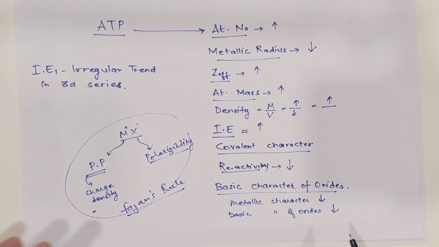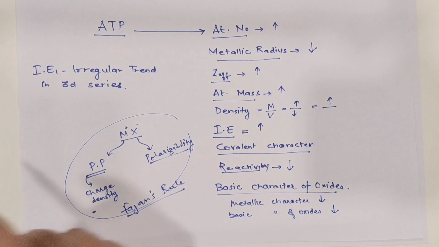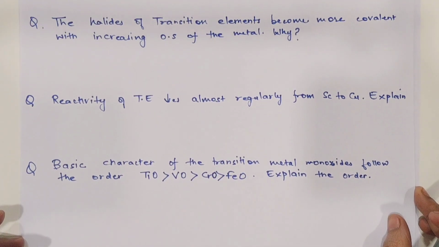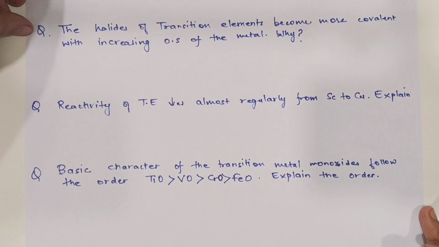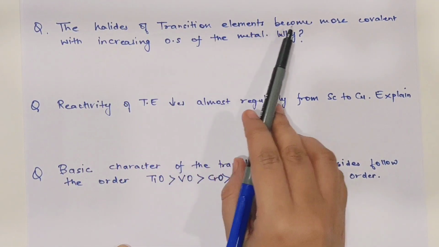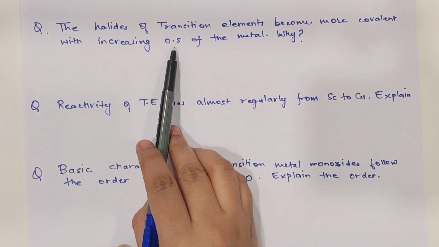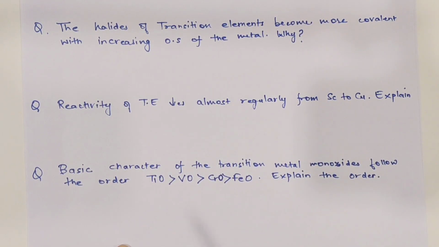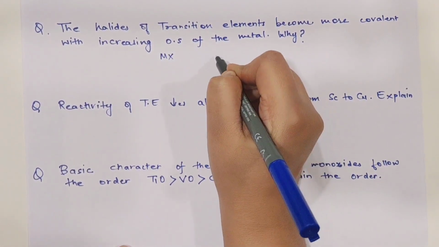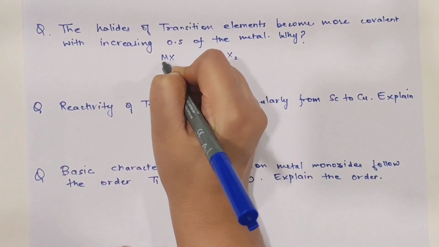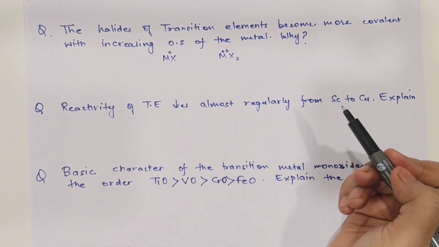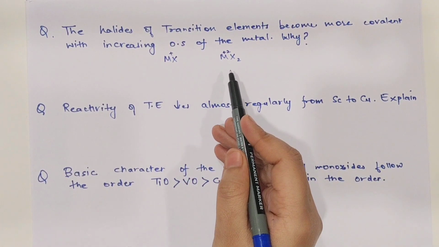Okay, now we shall see how we can put this knowledge to use. Next question is, these are all both questions, by the way. So next question is, the halides of transition elements become more covalent with increasing oxidation state of metal. If let's say we have MX and then we have MX2. Here the oxidation state of metal is +1. Here the oxidation state of metal is +2. Now we know that the cation, we're talking about the same metal, by the way.